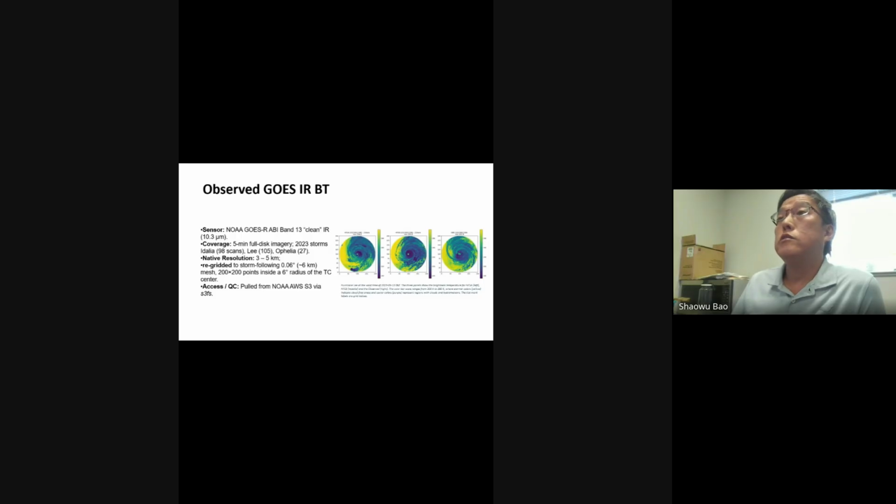The observation sensors, we use the infrared at the wavelengths of 10.3 micrometers. And the coverage is a 5 minutes interval full disk. So this data is globally covered. The sensors' native resolution is between 3 to 5 kilometers. But again, here we interpolated them all into the same grid with 0.06 degree resolution.